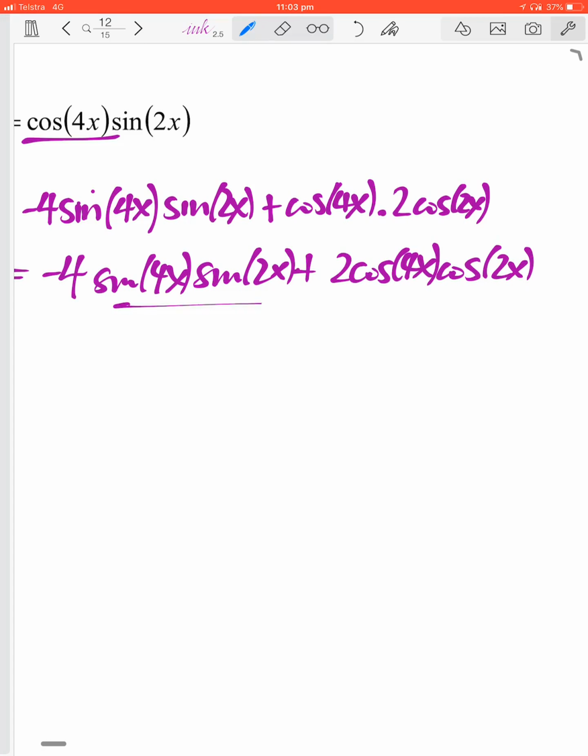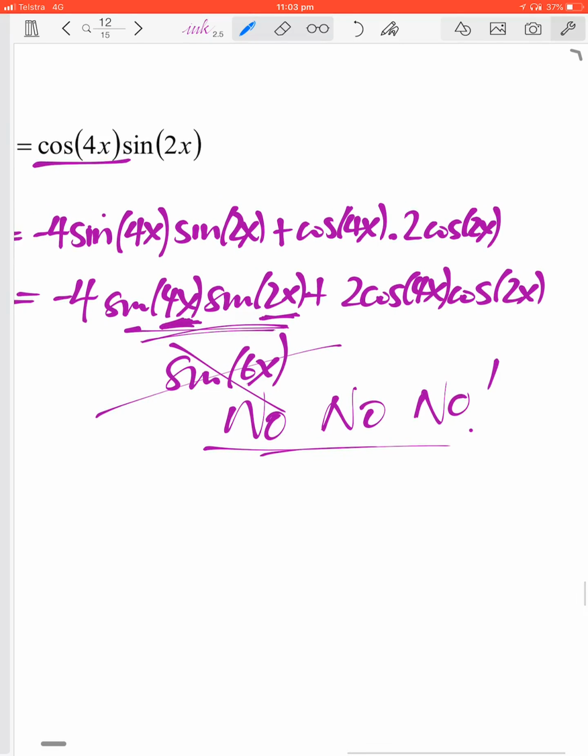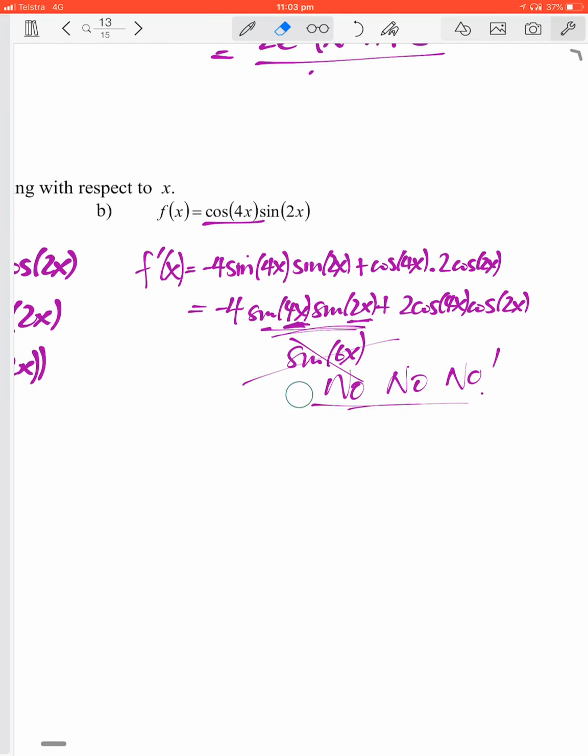And you can't add them together. That's not sine 6x. No, no, no. It just means that this angle is twice as big as this angle, but you can't just add them together. There are ways you can add them together, but we don't need to know that in Methods.